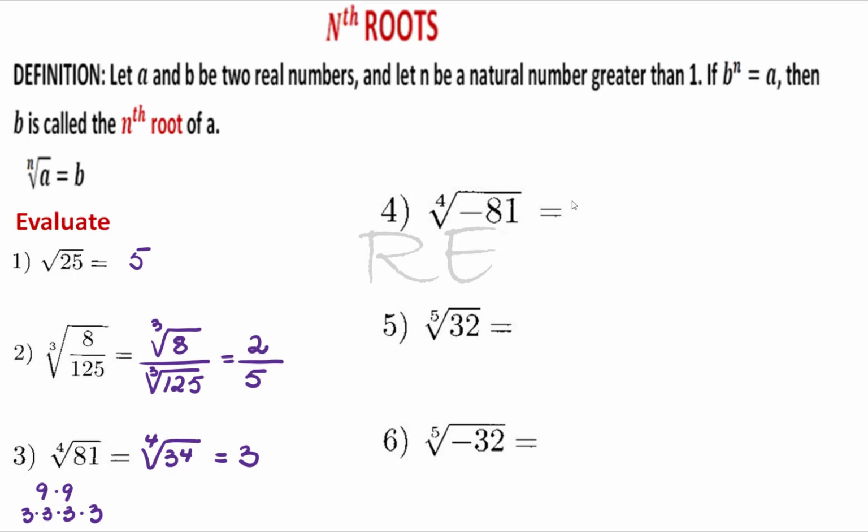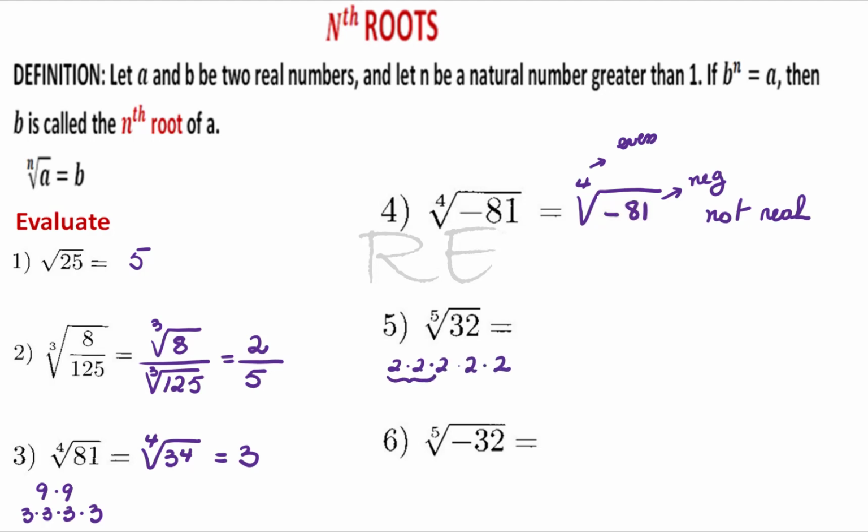Fourth root of negative 81 is not a real number because the index is even and the radicand is a negative number. A similar case would be, for example, square root of negative 81. We said that if the index is even, the radicand must be non-negative. So this is not a real number.